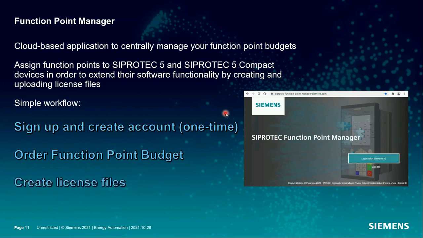Then, if the budget was credited to your account, you can create license files. And you have to order a new function point budget if the current function point budget is nearly empty or zero. And then you can create additionally license files and so on.